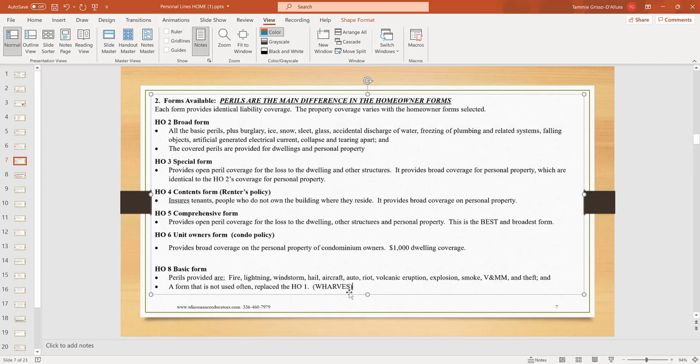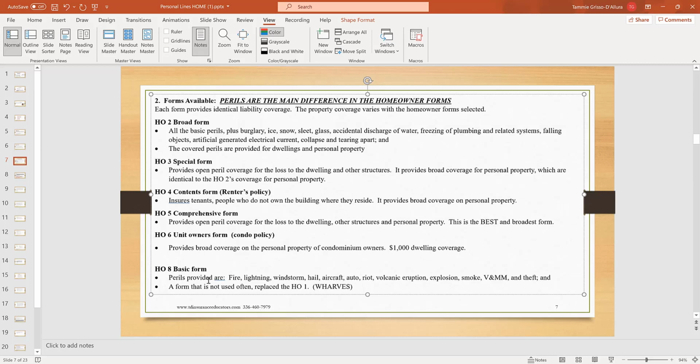Explosion, and smoke to help you memorize those. And then you have vandalism, malicious mischief, and you also have theft. Now, all of your HO forms, all of your homeowner forms, are always going to have theft. When we get to commercial, that may not be the case. When we get to dwelling, that's not the case.